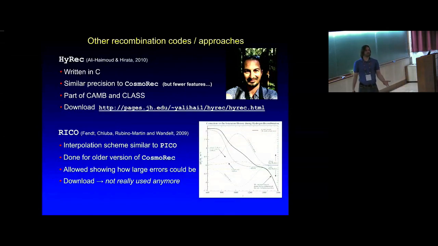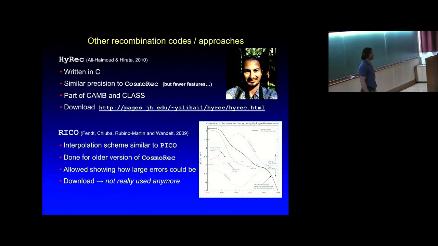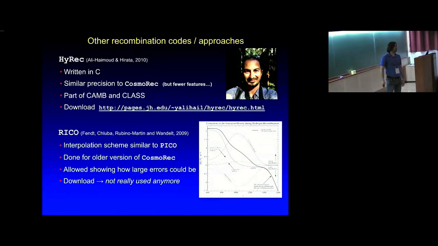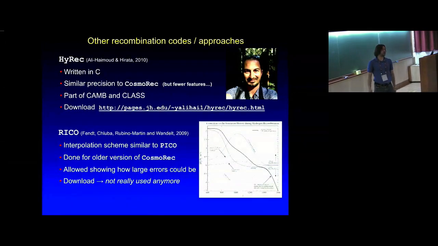Even CAMB, some people complain, takes 8 seconds per model, or even more when you do very high precision. People just tabulate, and PICO is the scheme to do this. But this one is not really used anymore, and Ben Wandelt, in fact, was involved in developing it. He is one of the people who developed PICO.